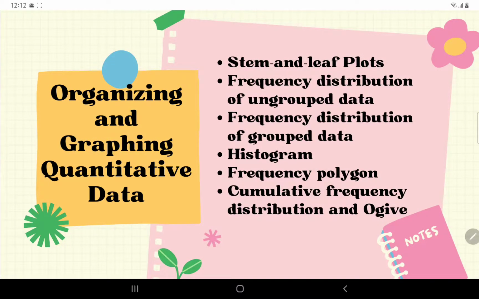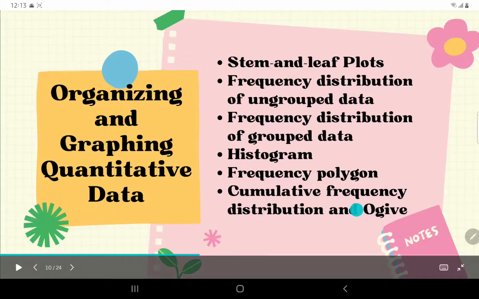Okay, and then we proceed with organizing and graphing quantitative data. We can organize and graph quantitative data in terms of stem and leaf plot, frequency distribution of grouped data, frequency distribution of ungrouped data, histogram, frequency polygon, and cumulative frequency distribution and ogive.